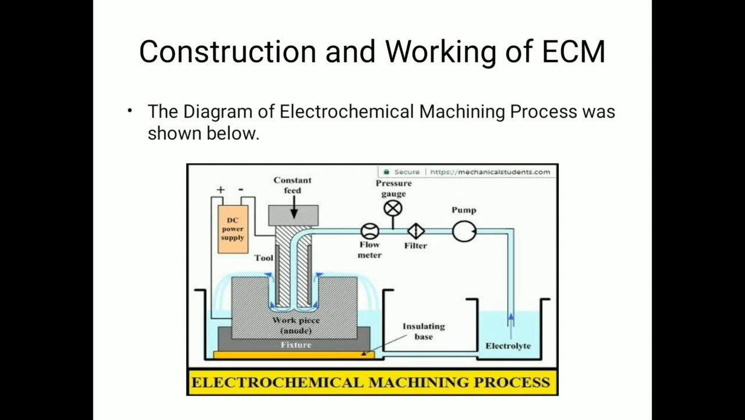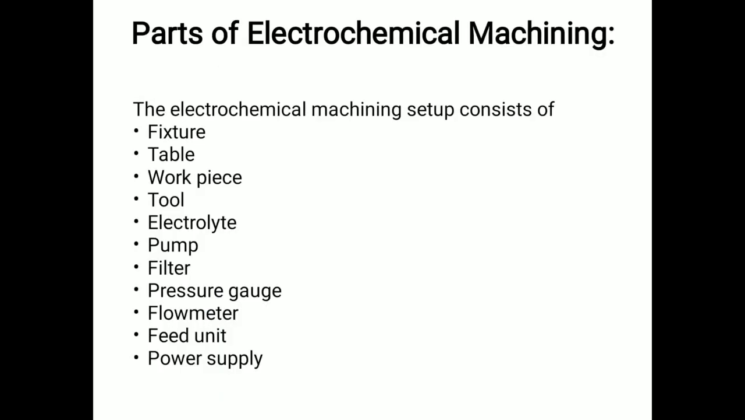Construction and working of electrochemical machining. This diagram shows the construction and machining setup of the electrochemical machining process. Parts of electrochemical machining. The electrochemical machining setup consists of fixture, table, workpiece, tool, electrolyte, pump, filter, pressure gauge, flow meter, feed unit and power supply. Let us see one by one of these parts.